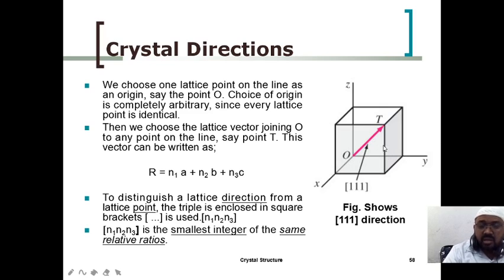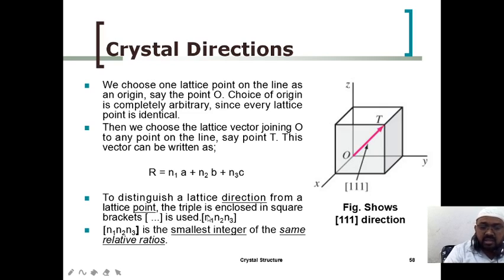Lattice direction means the points at the corners where you can know the exact position of the lattice point. How can we know the exact position of the lattice point? By assuming this particular line segment, here also you'll find a lattice point and here also there is a lattice point. So these lattice points indicate a direction from this particular lattice point to this particular point. We'll call that a crystal direction. So distinguish lattice direction from lattice point.